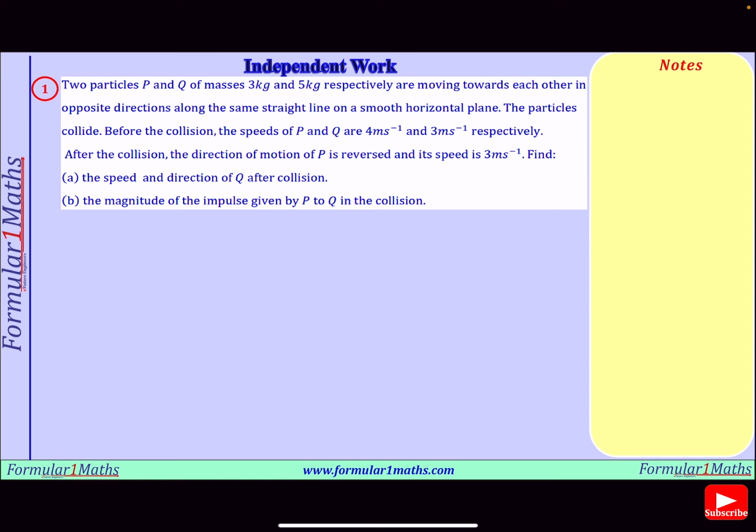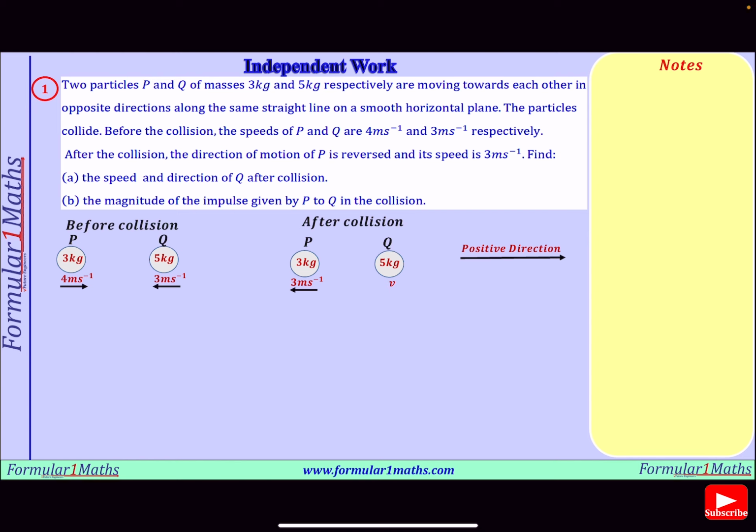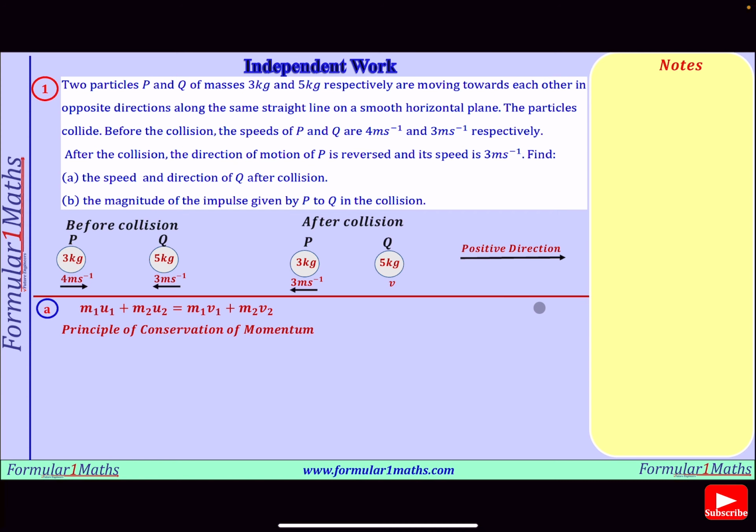So we start by doing a sketch like this. Then we choose a direction. If we take this direction to be positive, we can then go and apply the principle of conservation of momentum, which is this one here. We'll do our substitution for the various values and we get this.